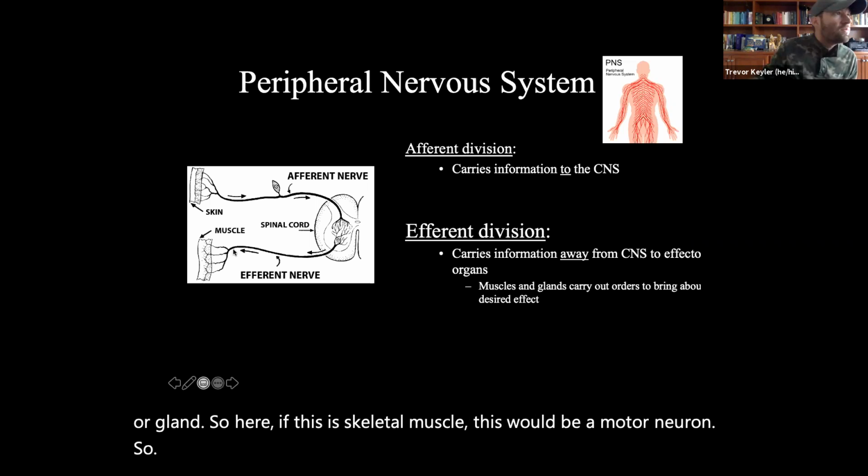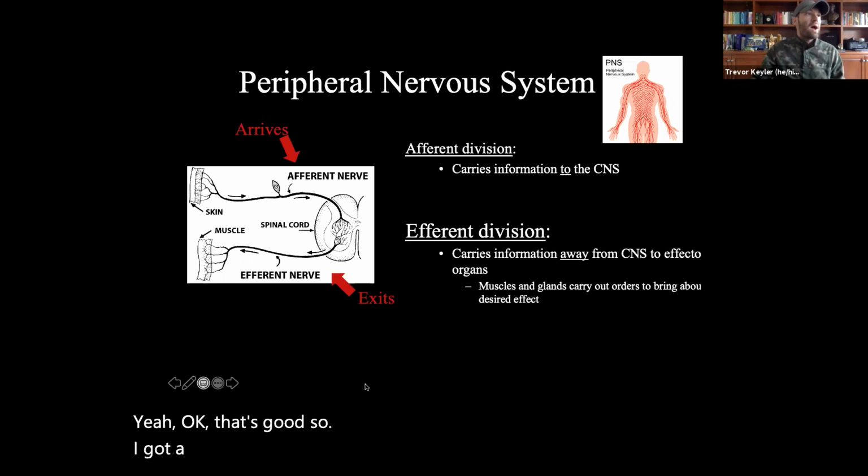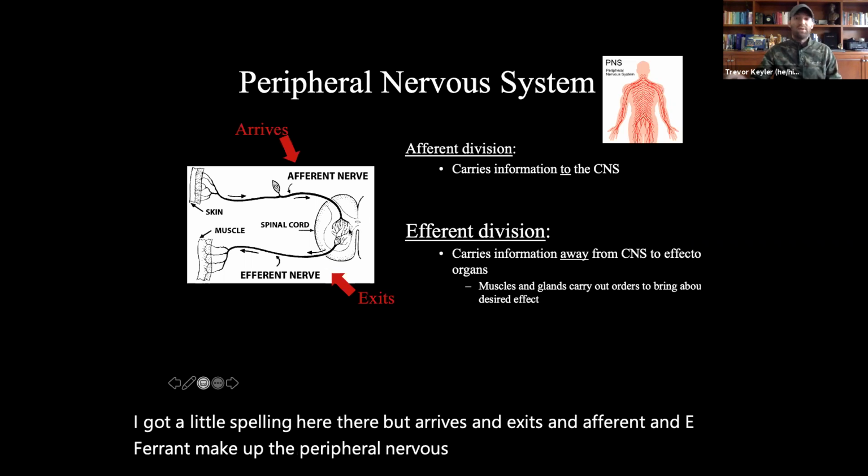Yep, I got a little spelling error there, but arrives and exits. Afferent and efferent make up the peripheral nervous system. Everything in between is central nervous system.